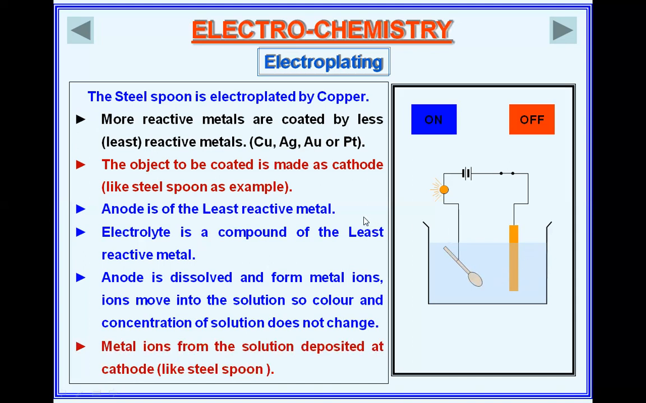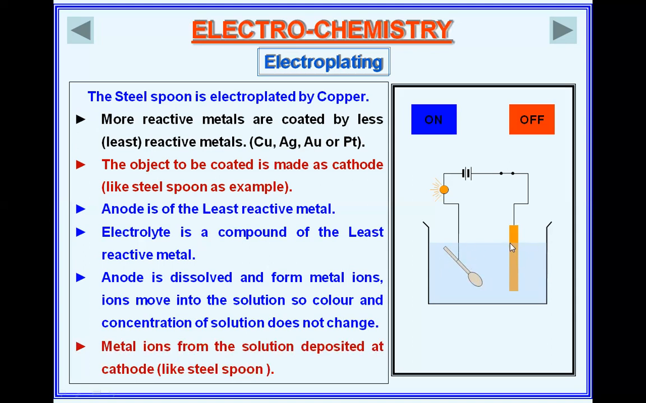If our object, the steel spoon, is to be electroplated by chromium plating, we need a chromium metal plate as the anode and chromium sulfate solution or chromium nitrate solution as the electrolyte. In this case, the chromium metal anode dissolves in the solution and produces chromium ions, and these chromium ions must travel towards the cathode, which is the steel spoon.